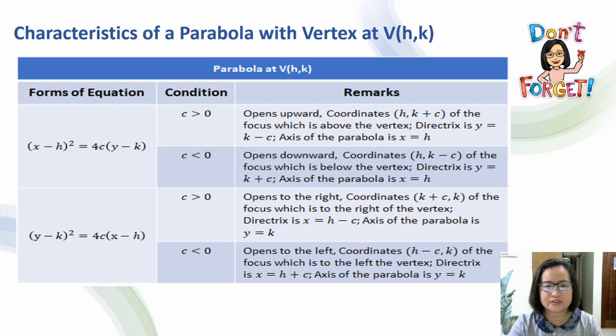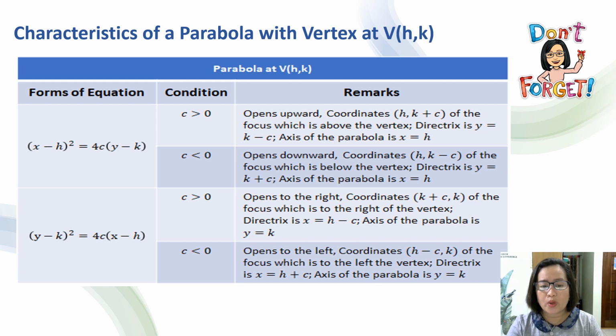On the other hand, when the parabola opens sideways, we can also use the value of c. When c is greater than 0 or equal to a positive number, the parabola opens to the right. The coordinates of the focus is at (h plus c, k), which is to the right of the vertex. Its directrix is given by the equation x equals h minus c, and the axis of the parabola is at y equals k.